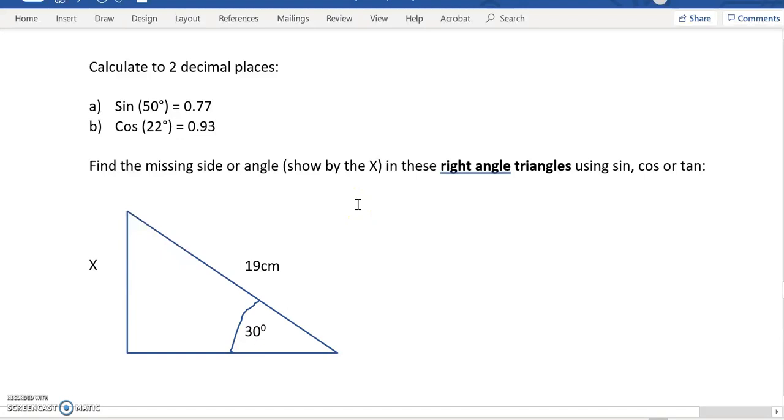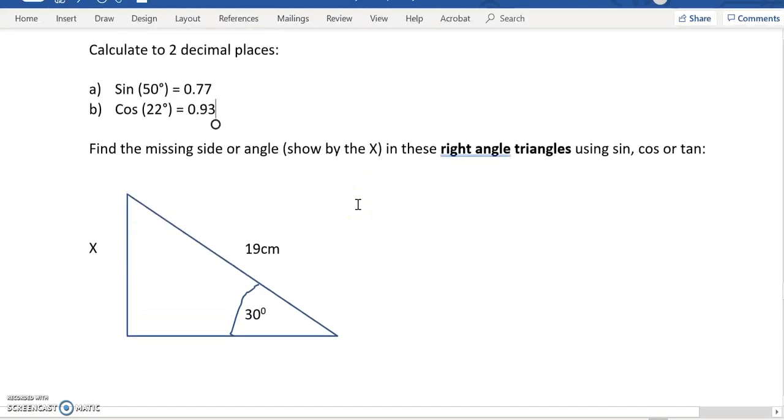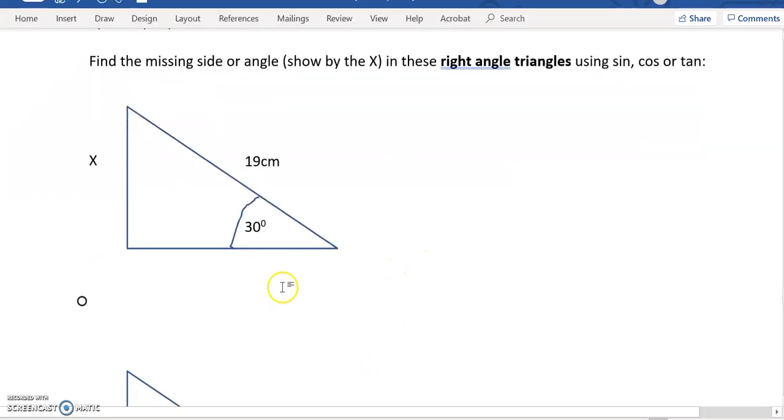Now, we come on to where we have to apply some of these calculations. So here we've got an angle of 30 degrees, and a side opposite that's unknown. The side opposite is the side opposite the angle. This would be the side adjacent, we're not interested in that. This is the hypotenuse because it is opposite the right angle, it's the longest side.